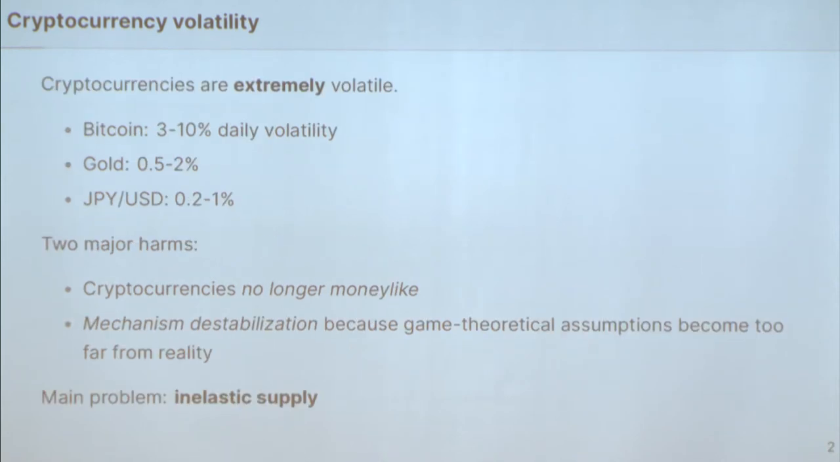And that is really bad, because if we have volatility orders of magnitude above fiat currencies, then we can no longer use these cryptocurrencies effectively as money, because they can't be a long-term store of value, they are inconvenient as a medium of exchange, and it is very hard to use them as a unit of account. And this is the obvious problem.